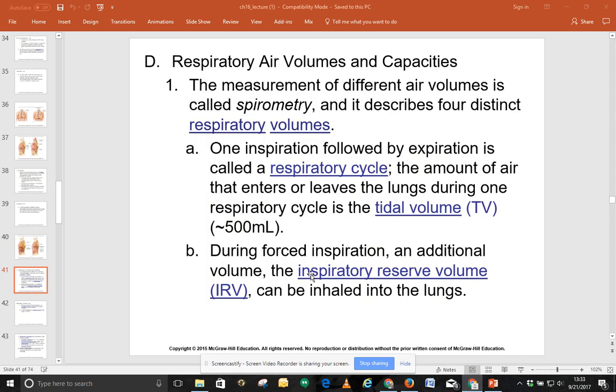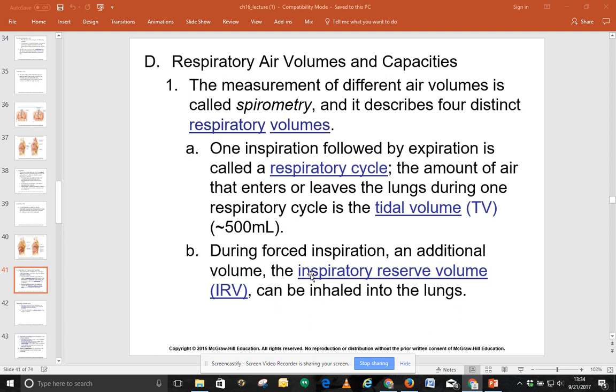So, respiratory air volumes and capacities. The study of the air volumes within the lungs is called spirometry. There's a whole field of study that respiratory gets into regarding spirometry. And we look at basically, there's a few more, but 4 distinct respiratory volumes. One inspiration followed by an expiration is called a respiratory cycle. That's just 1 in and 1 out. The amount of air that enters or leaves the lungs during one respiratory cycle is the tidal volume.